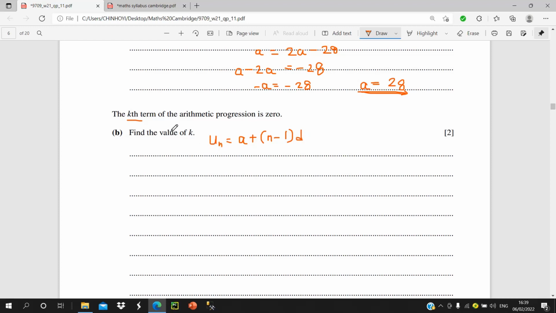Then the kth term, we are told it's 0, so we put 0 here, and we already have the value of a as 28, plus, then where there is n, let's substitute with k, so it's k minus 1 times d, and our d is minus 4.